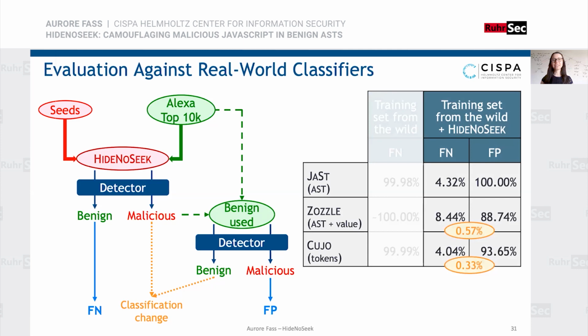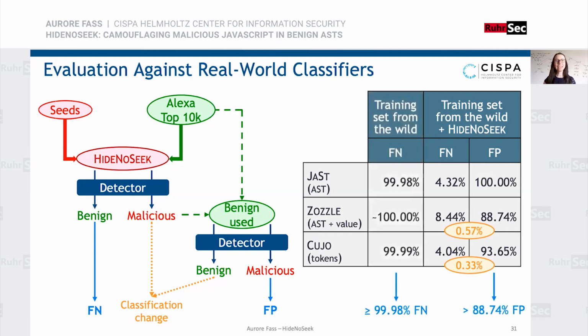Still, for Zozo, we have 0.6% of the samples which change classification between the original benign inputs and the crafted samples. Why? Because Zozo is not only relying on the AST, but is also using some additional information in the form of variable values from the AST. And it's the same for Kuyo with 0.3% classification changes, again, because Kuyo is working with tokens. And as I said previously, tokens may vary between the benign and the crafted versions, but the majority of them are common, as we can see here with 0.3% classification changes only. So 0.6 and 0.3% classification changes, it's really negligible. So it's definitely too low to provide a useful and reliable defense mechanism against HideNoSeek.